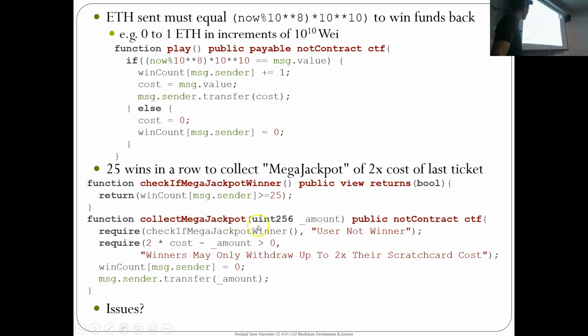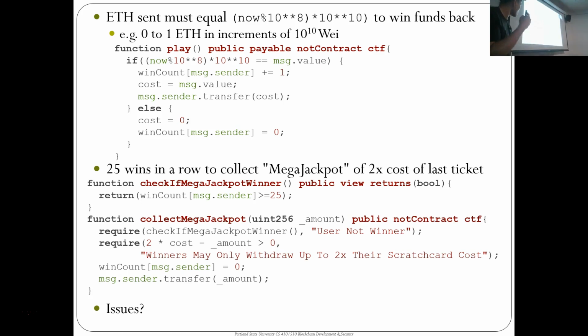So if you are a winner that you've won 25 times or more, I am going to give you 2 times the cost minus the amount that you're withdrawing. Or I'm going to give you two times the cost of your ticket back. So you're going to get double your money back, effectively. So this require is limiting the amount that you're getting paid out. Okay. And then finally, I'm going to set your win count to 0 and then transfer that amount over to you.